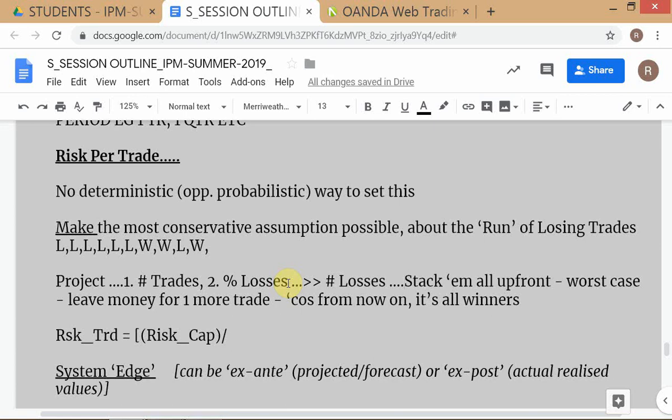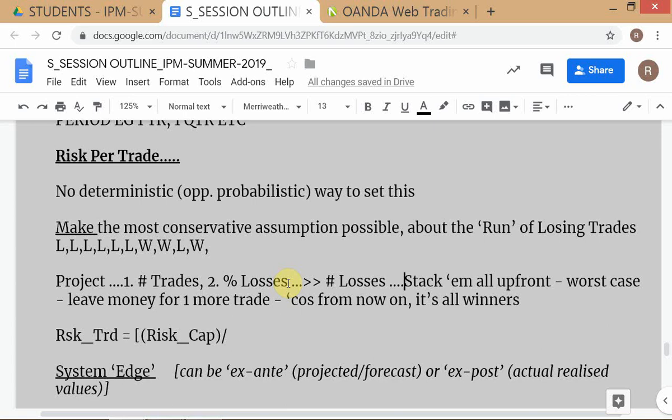Now you stack them all up front. So you are projecting 375 losing trades in total. You assume that your first 375 trades are losers. It can't be worse than that, right? Any other assumption that you make is going to be leaning very much towards a probabilistic estimate, and it may not work out. It may actually get worse than that. But if you assume all 375 are stacked in the beginning, it can't be worse than that.